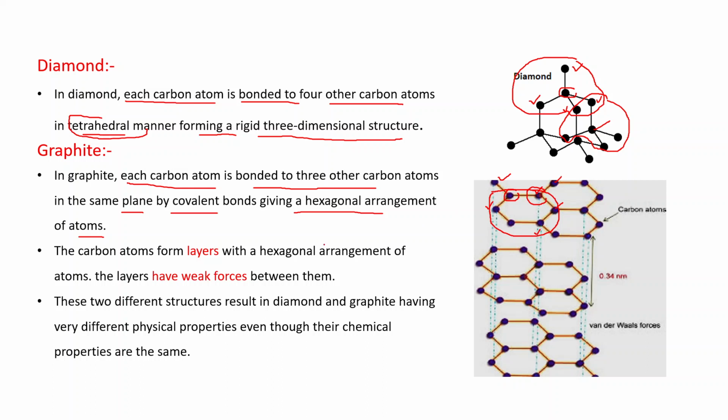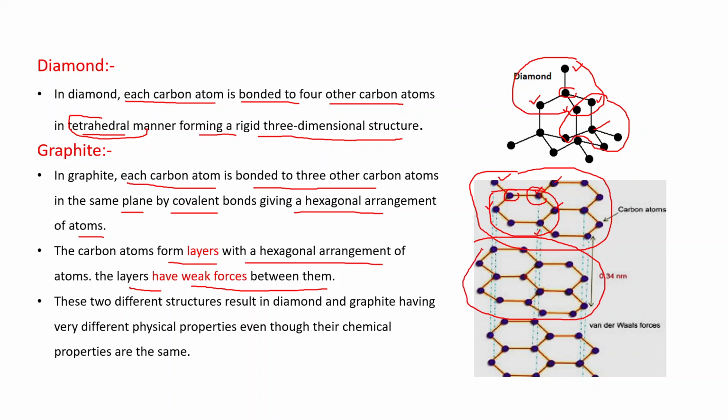Is it clear? The carbon atoms form layers with a hexagonal arrangement of atoms, and the layers have weak forces between them. We can say in one plane these hexagonal layers are formed, like this is one hexagonal layer, and this one is another hexagonal layer. This is another hexagonal layer, and these layers are linked to each other by a weak force. This force is represented by these dotted blue lines. This is the weak force between the hexagonal layers.